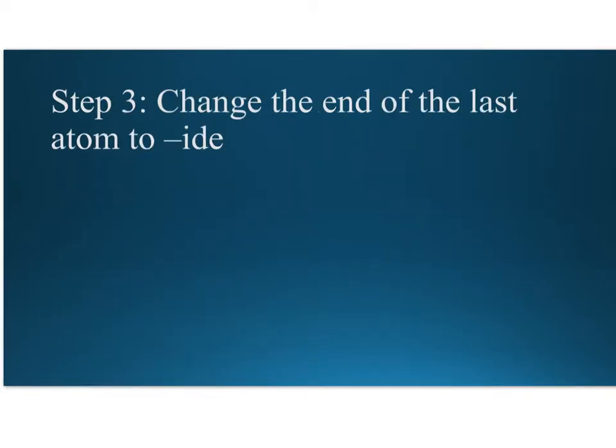So the very last thing that you have to do, step number 3, is change the end of the last atom to "ide." When we have that "ide" at the end, we know that we're talking about a covalent compound, not a list of atoms floating around in space sort of close to each other. "Ide" tells us that they're actually bonded.